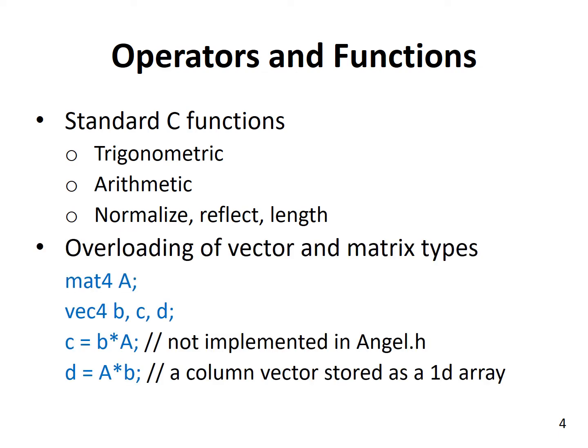Overloading of vector and matrix types is also present. For example, if we define A as mat4 and B, C, and D as vec4, we can multiply vector B with matrix A and assign it to another variable which is defined as vec4. We can multiply matrix A with vector B.